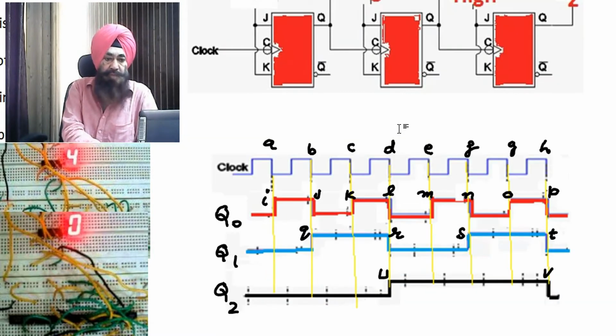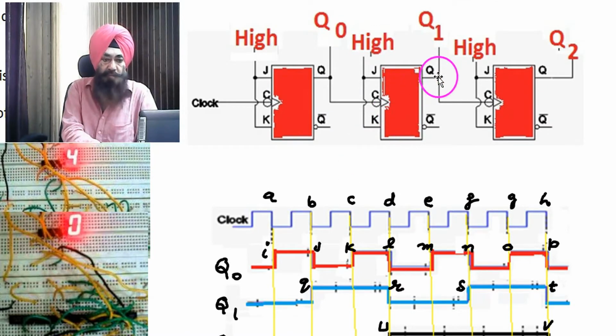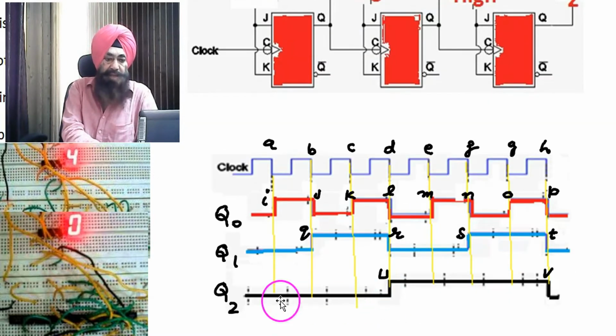Now we come to the third one. The output of the second flip-flop becomes the clock of the third flip-flop. This is a falling edge, and it is effective, so the third flip-flop toggles when this falling edge arrives. It goes from low to high level. And again at a falling edge, it goes from high to low level. So this is what is happening.